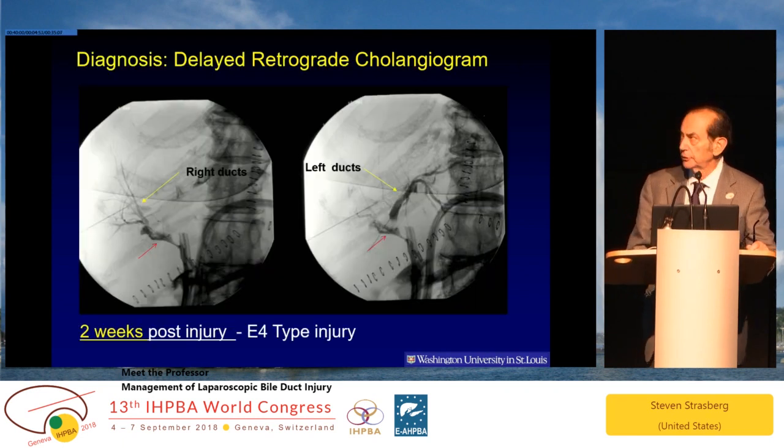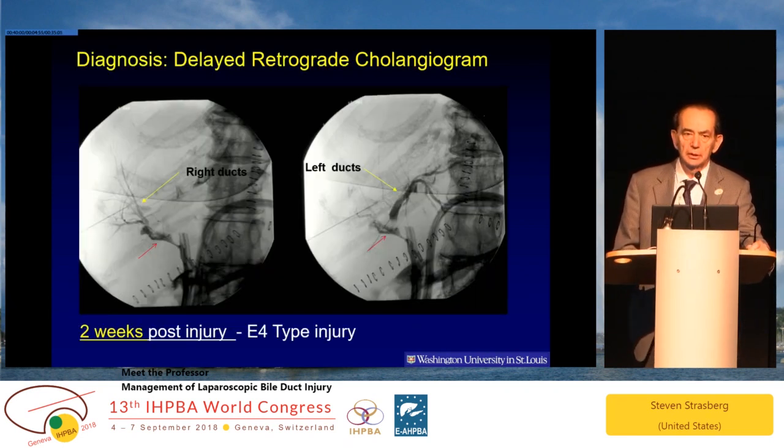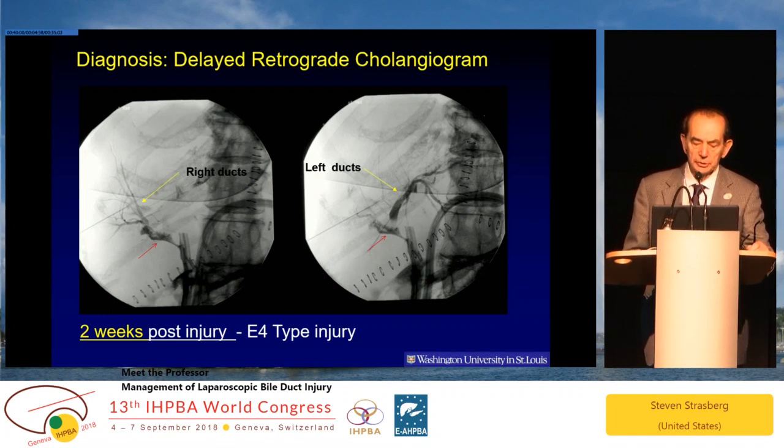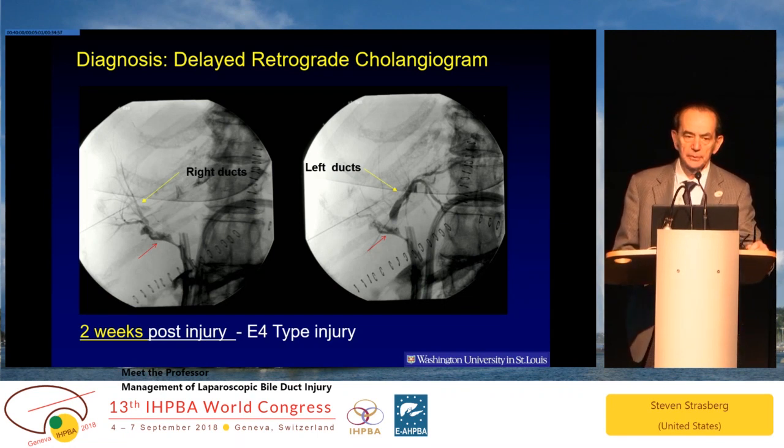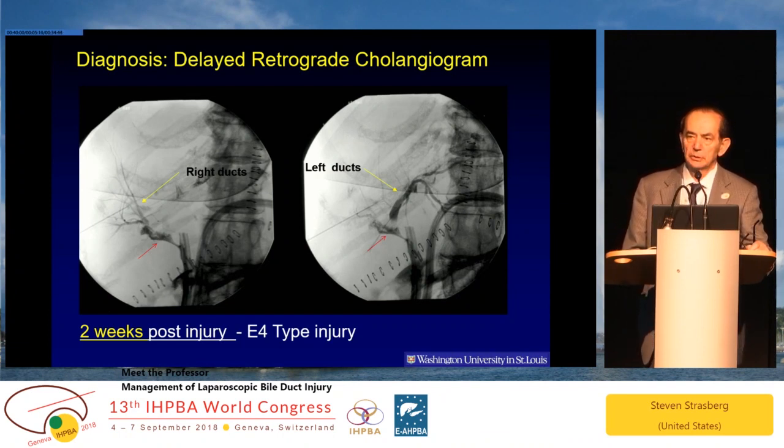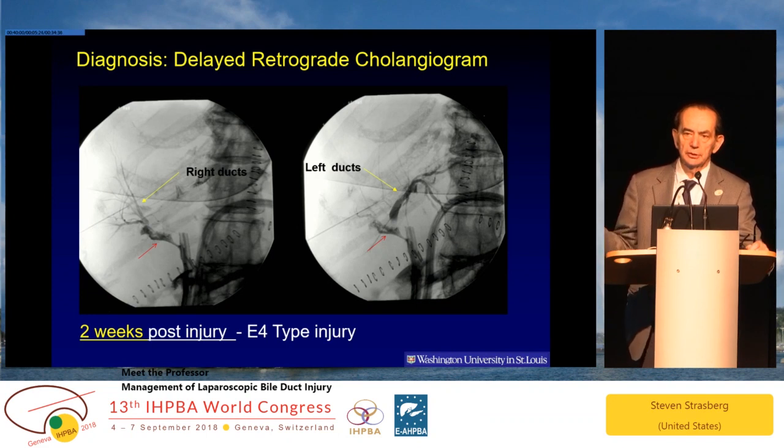So this is a picture of an E4 injury. And in this particular case, as you can see, the right ducts and the left ducts are being cut separately. And we're injecting up the drain that's been left, and that shows us the right duct and the left duct. So that gives you very, very good anatomical evaluation of the injury, and now you know what you're dealing with. And usually in this kind of complex injury, we don't operate early because it takes a while to make the diagnosis.